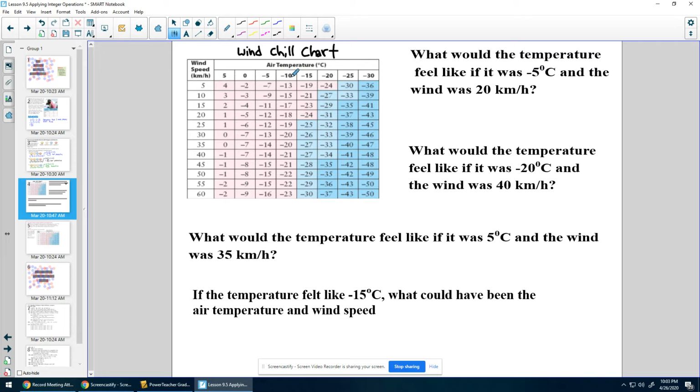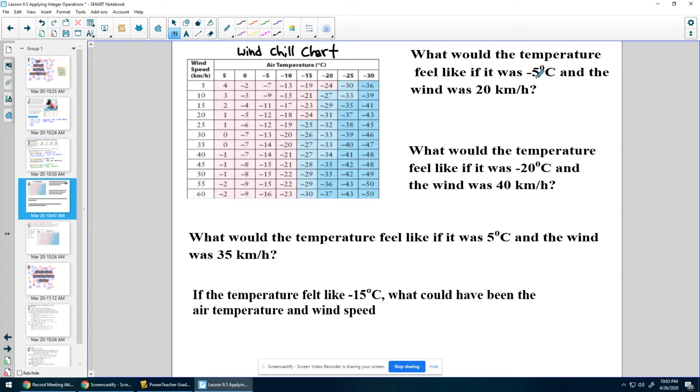So +5, 0, -5, -10, 15, and so on. And we have our wind speed in kilometers per hour going this way. And then depending on what our air temperature and our wind speed is, it's very much like a multiplication chart. We're going to line it up and figure out what our wind chill would be depending on the temperature and wind speed. So we have question 1 right here.